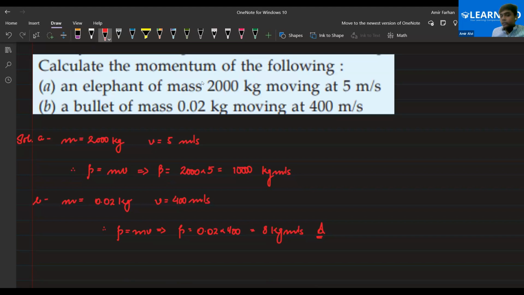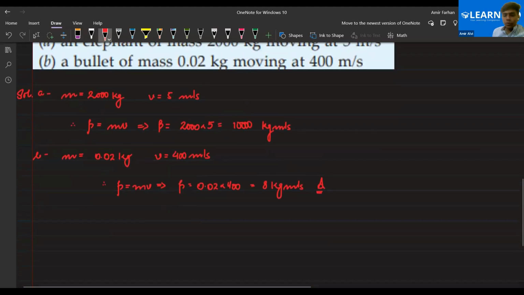You can see the elephant is not moving with a very high speed, but still its momentum is very, very large compared to the bullet, which is traveling with a very high speed of 400 meter per second. If you convert it, it would be somewhere around 1000 kilometer per hour. Please do let me know, everyone, is this clear to you or not? Any doubt so far?